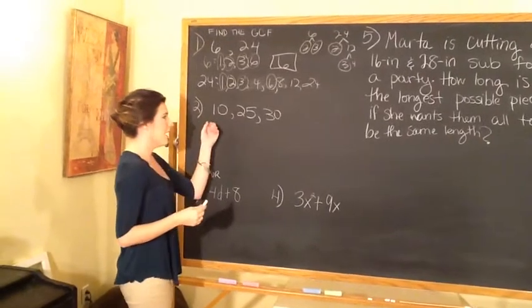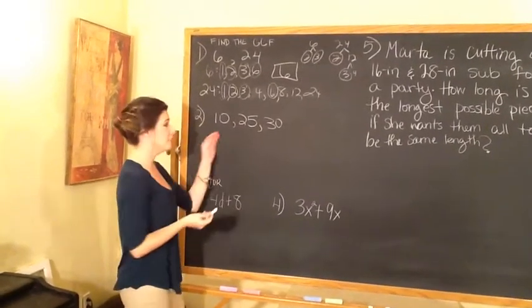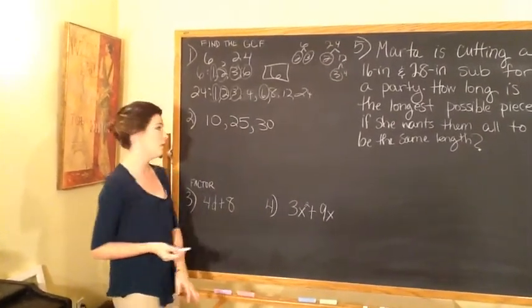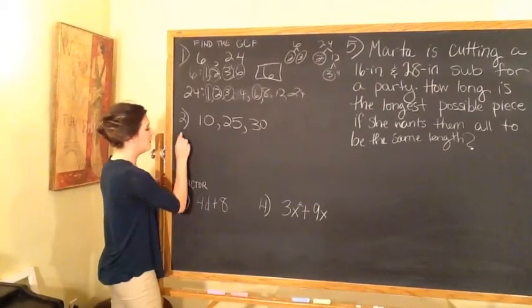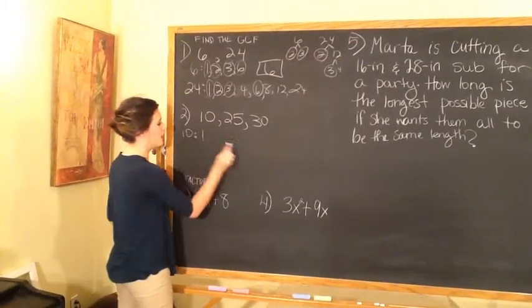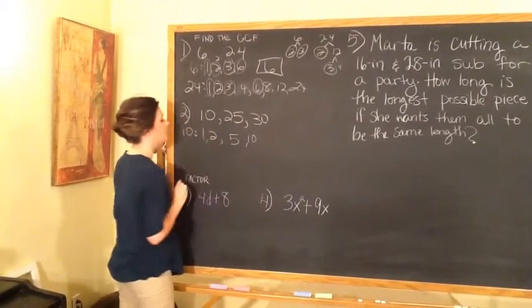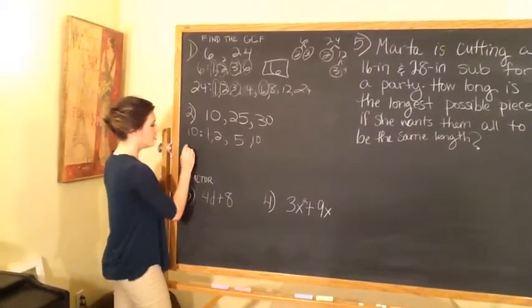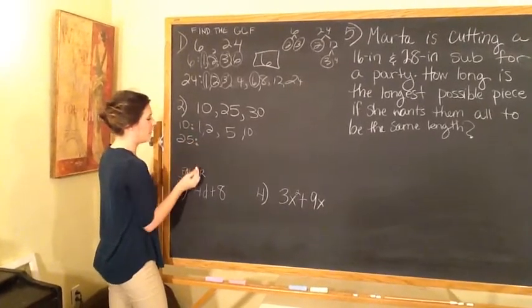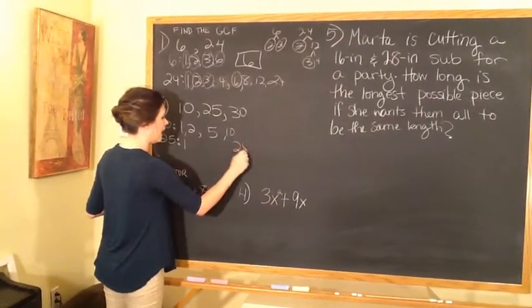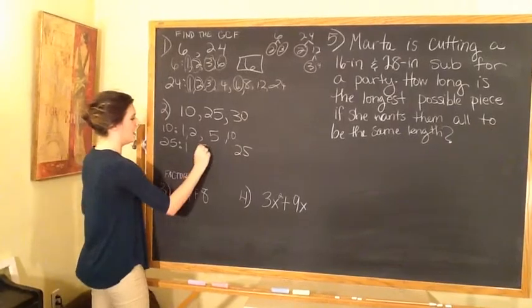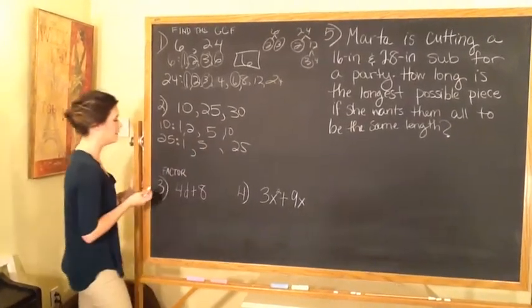Alright, we're going to go ahead and find the greatest common factors of 3 numbers now. So let's go ahead and list the factors. For 10, we have 1 and 10, and we have 2 and 5. And that's it. So for 25, you have 1 and 25, and you have 5 and 5. So that's all you have for that one.